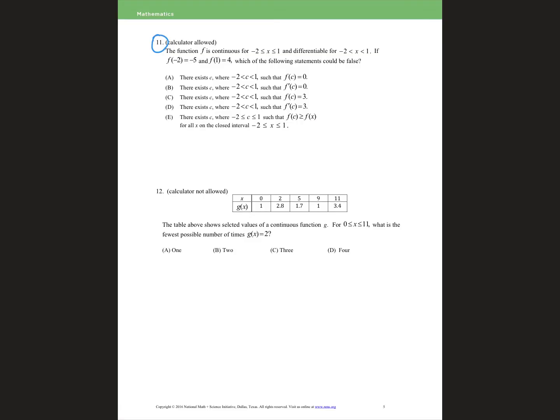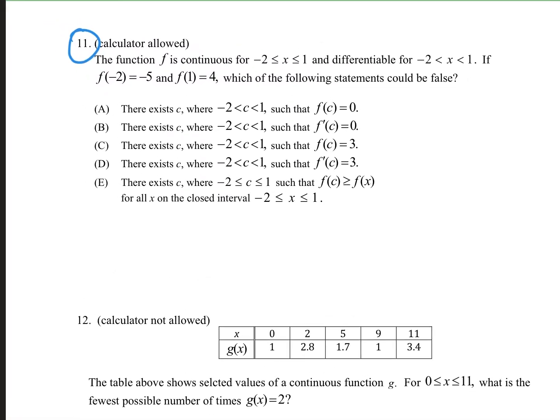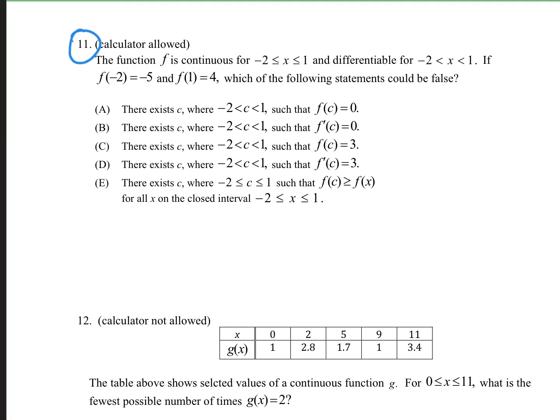So let's look at number 11 now. You're given a function that's continuous for an interval and differentiable for the same interval but not including the endpoints. And you're given y values. F of 2 is -5, f of 1 is 4, which of the following statements could be false? So let's start with intermediate value theorem.